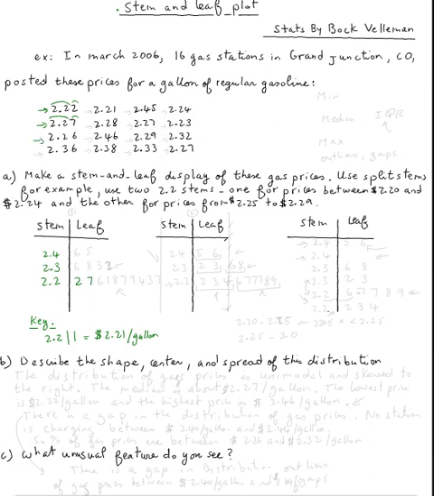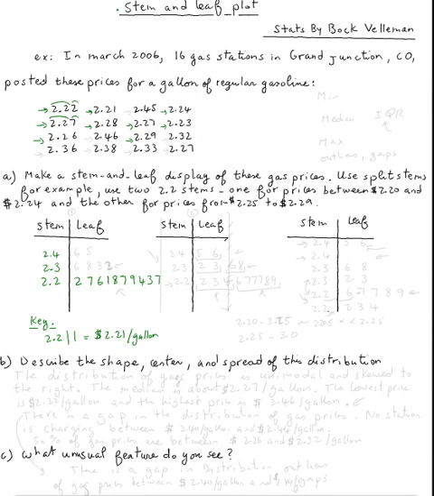I'm going column by column. 2.26, put 6. The next one will be 2.21, I put the 1. 2.28, I put the 8. Next one will be 2.27, I put the 7. 2.29, I'll put the 9. There's more. 2.24, I put the 4. 2.23, I put the 3. 2.27, I put the 7.